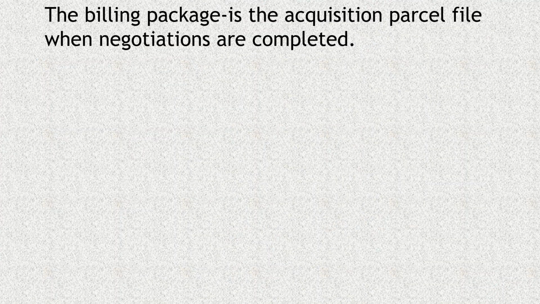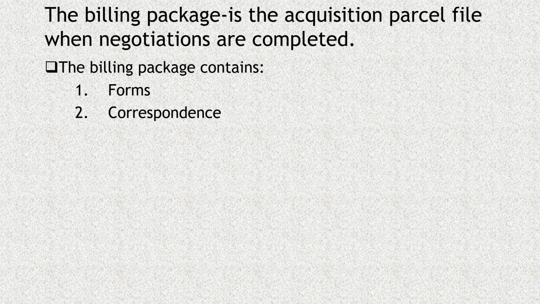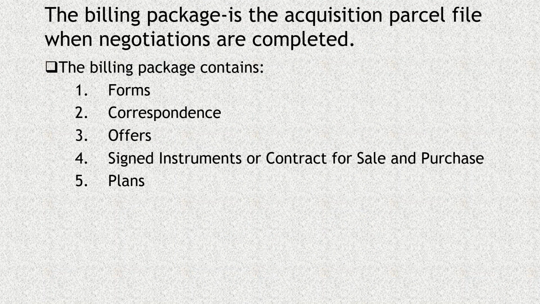The billing package includes the acquisition and the property owner contract to sale or purchase. That needs to be in there. Plans, the right-of-way plan should be in there, and it should be the right-of-way plan showing what you have provided to the property owner. So it should be the colored right-of-way plan in that particular package.